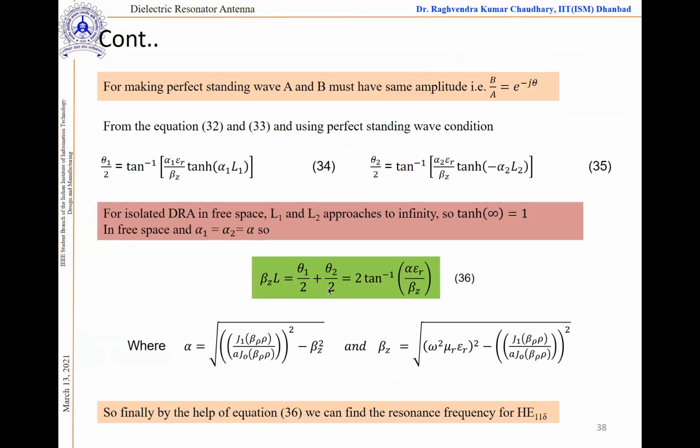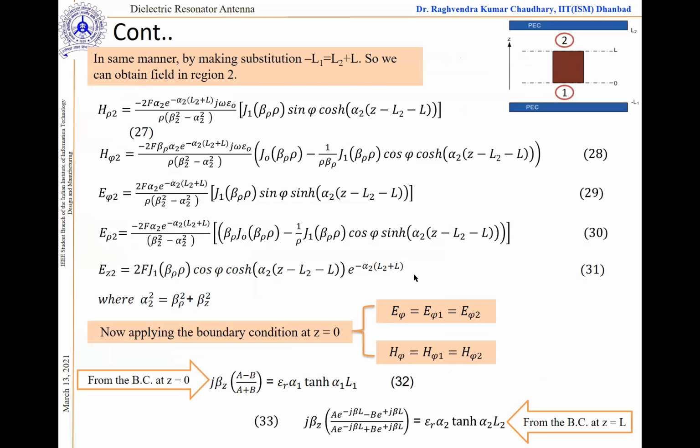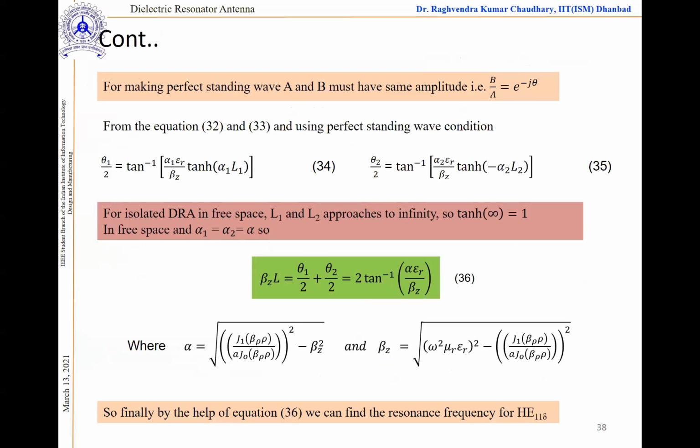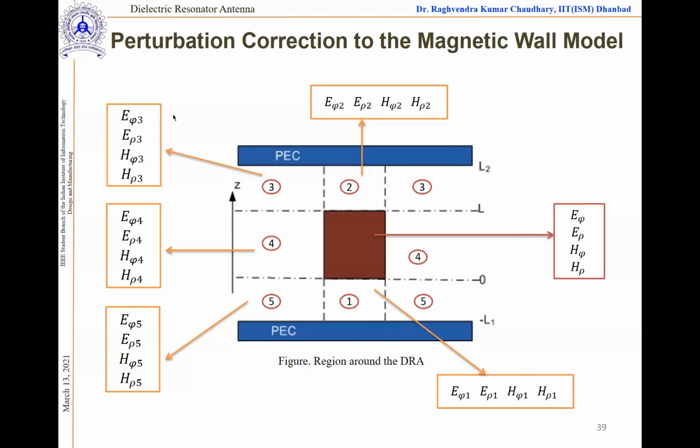Then, if you see here, they applied the boundary conditions, similar to the process we have seen, and came up with a solution, a transcendental equation kind of thing, and finally solved for beta. Once you have beta, you can find the cutoff frequency or the resonant frequency. Later on, people also performed the perturbation correction.